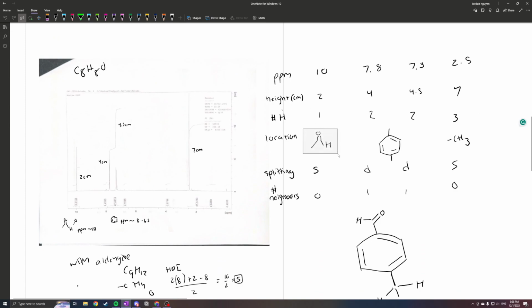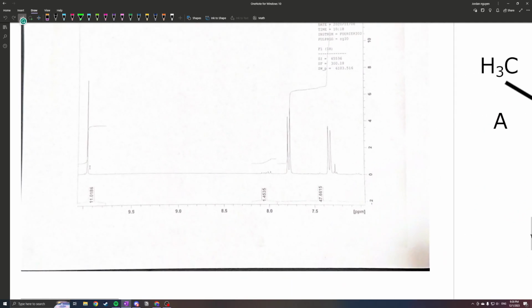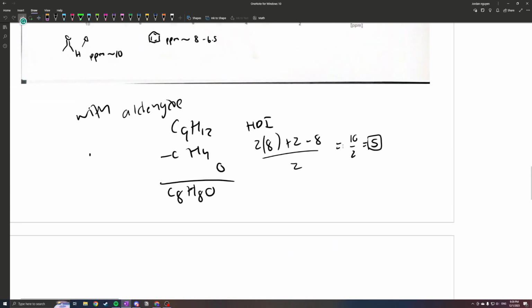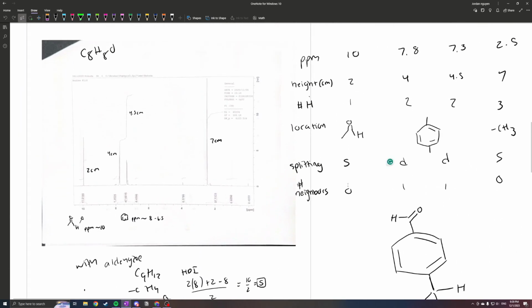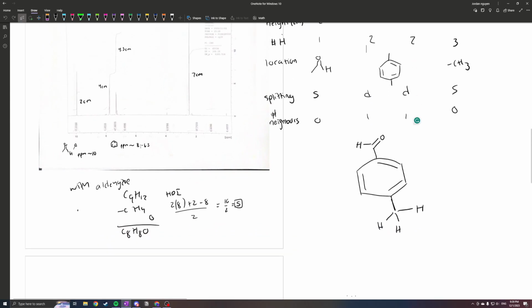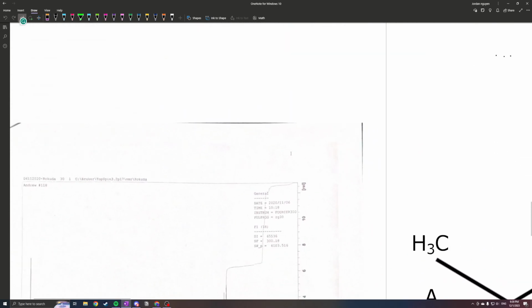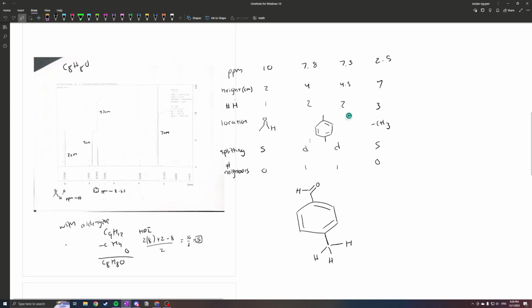And again, there's an aldehyde because the peak is around 10 ppm. It's also a singlet from the close-up view of the NMR, so I know that it has 0 neighbors. And for the aromatic ring, it was two doublets. Again, from the close-up view, we can see two doublets. Two doublets would indicate a para benzene ring, so I put the para, and they should have one neighbor each.